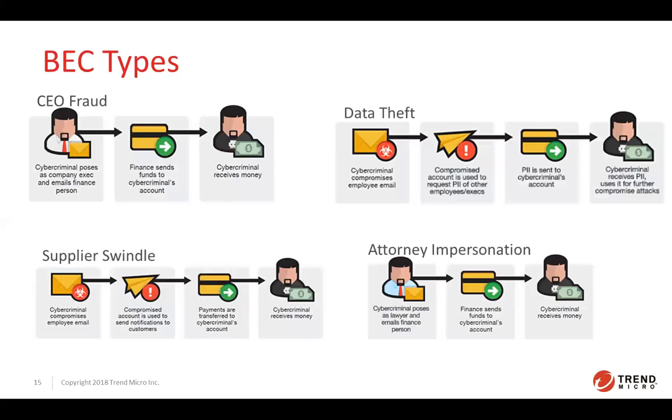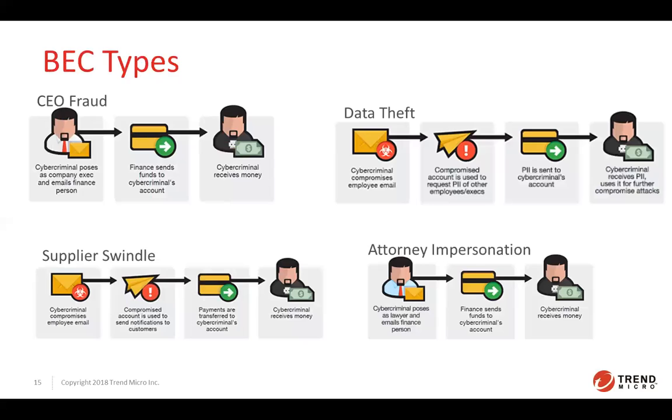Data theft is another area that's starting to pick up. This is where the criminal is going to compromise, again, typically an executive email, and then they're going to send an email to HR, for example, and ask for W-2 data of the employees. And so they'll send that, and then they'll be able to do actions against those employees.